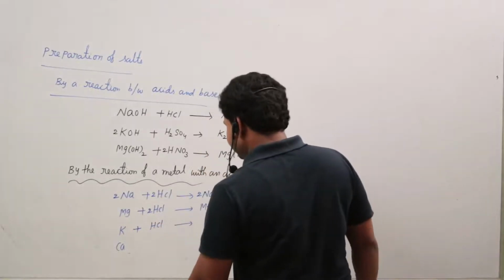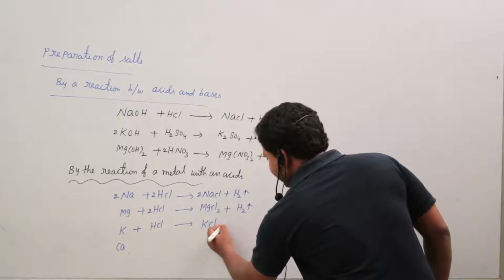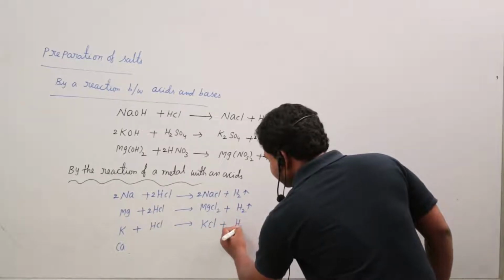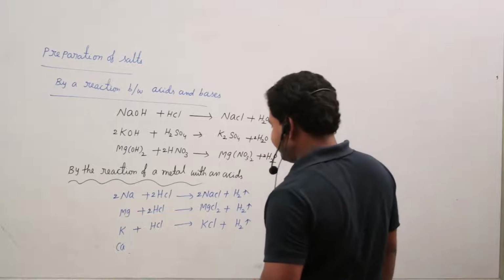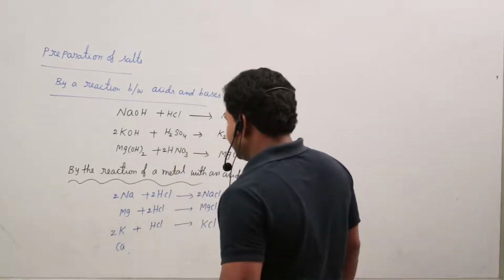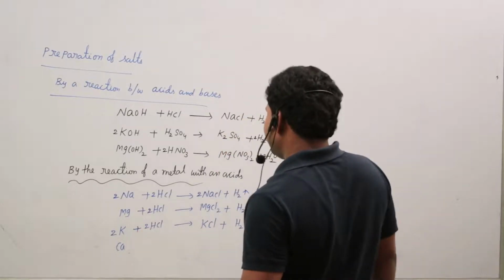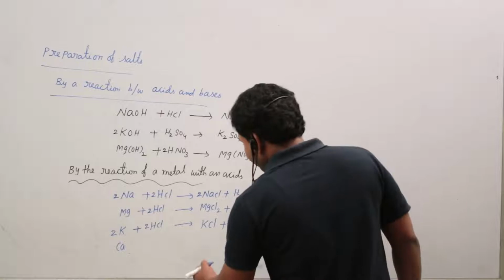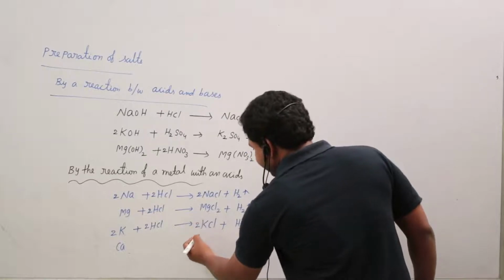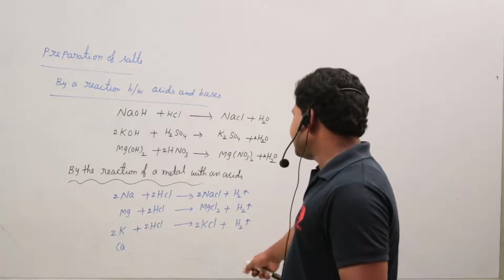Next one, potassium is reacted with hydrochloric acid to the formation of potassium chloride. Potassium chloride formula is KCl and hydrogen gas is evolved. How to balance this equation? 2 moles of potassium metal is reacted with 2 moles of hydrochloric acid to the formation of 2 moles of potassium chloride salt and hydrogen gas is evolved.